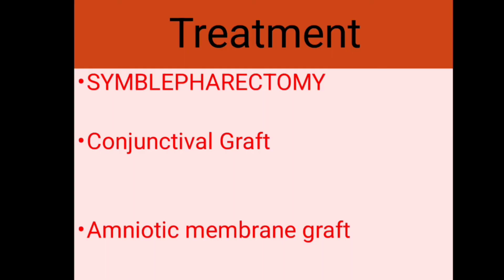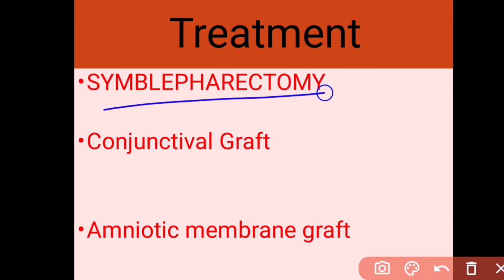So what to do once there is already Symblepharon which has formed? So now you have to cut this Symblepharon which has formed. That is called symblepharectomy. Symblepharectomy is the treatment name which is given for Symblepharon. So once you cut that, again you are leaving a raw surface. So that raw surface is covered either by using a conjunctival graft from the other eye or the other side of the same eye, or you can also use an amniotic membrane graft to cover the raw area and let it heal. So that is the treatment aspect of Symblepharon.